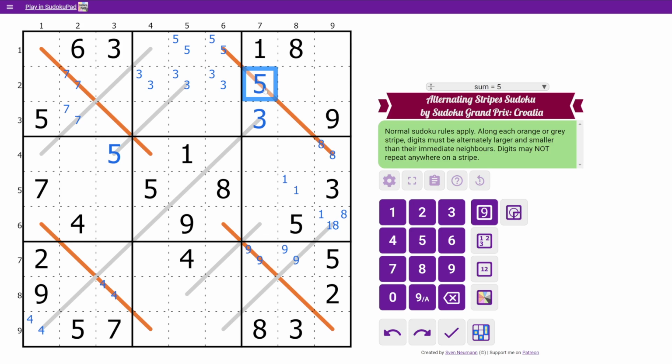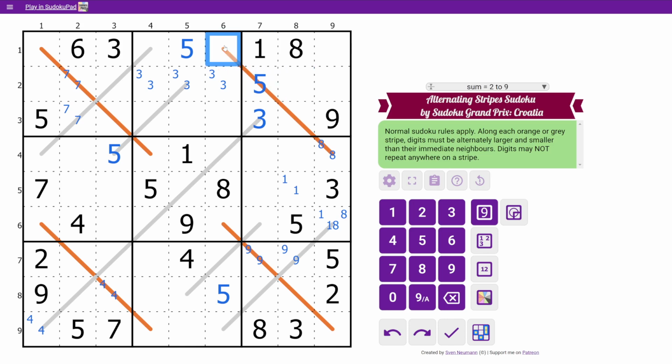Start thinking about these lines maybe. So the 5, okay, this cannot be a 5, I don't think. Oh right, digits may not repeat on a stripe. So that solves that, but I was also thinking that it has to be either larger or smaller than the 5, but that made it easy on that one. It would also give me a 5 down there. 8 is going to be one of these.